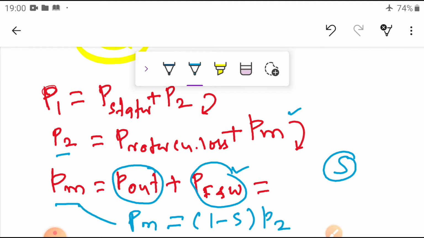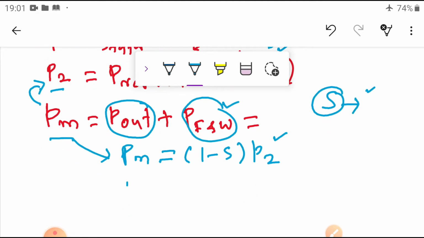So here PM I know. From the given rated speed of 1440 RPM, I am going to find the slip, then substitute and get P2. If I know the P2 and the slip, I can easily calculate the P copper losses. P copper losses is equal to slip into P2, which I calculated. Then I get the copper losses.